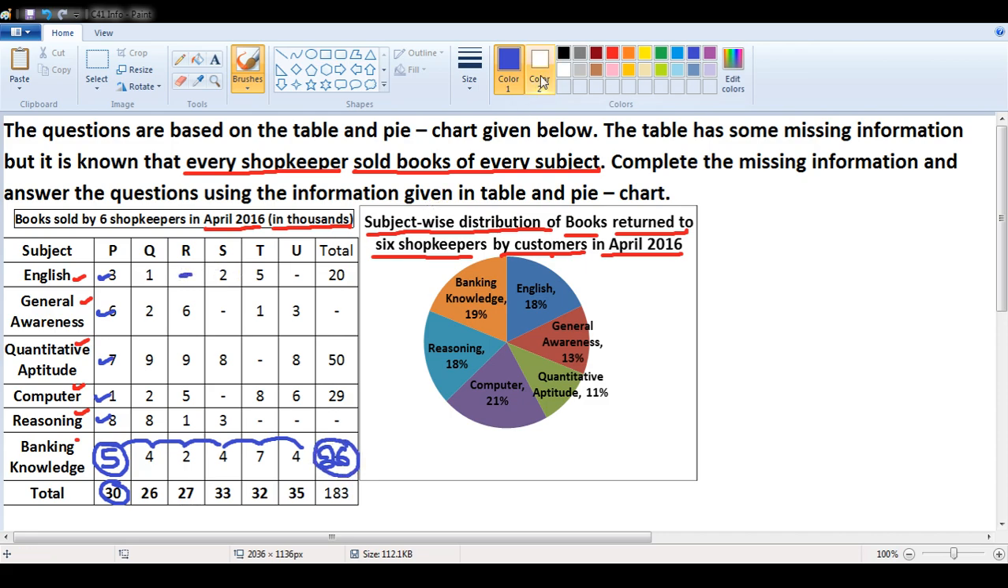R, this is missing, that also can be filled. 6 plus 9, 15, 20, 21, 23, but total sum is 27, so remaining 4 should be this R itself, right? There, that should be remaining 4.